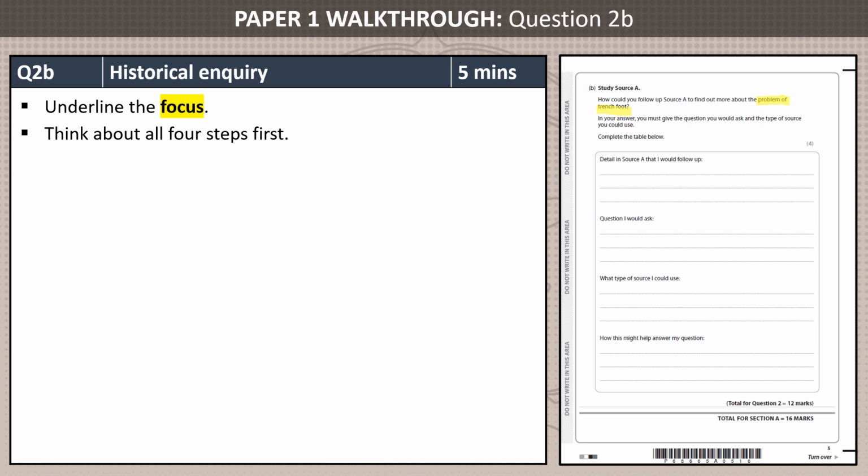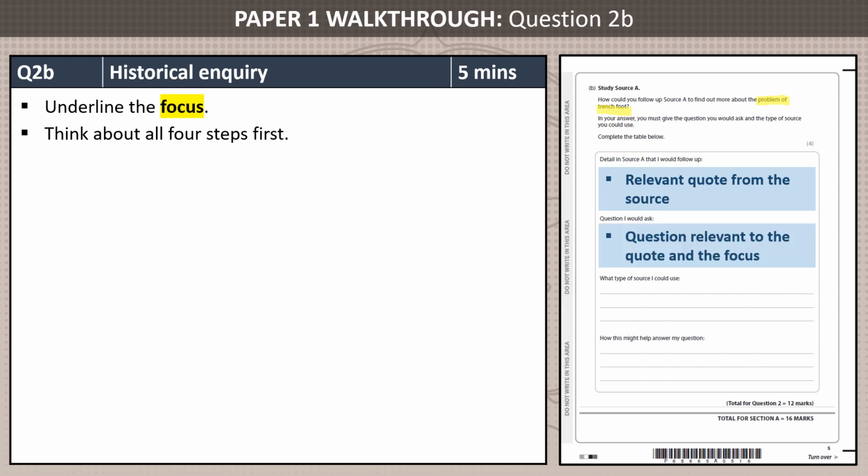Let's look at how to do each of the 4 steps. In the first step, you should pick out one short relevant quote from the source. Now, this has to be relevant to the inquiry, which in this case is the problem of trench foot. You then need to think of a question of your own to follow up that quote. Make sure that your question is relevant both to the quote that you chose and to the focus of the question, in this case, the problem of trench foot.